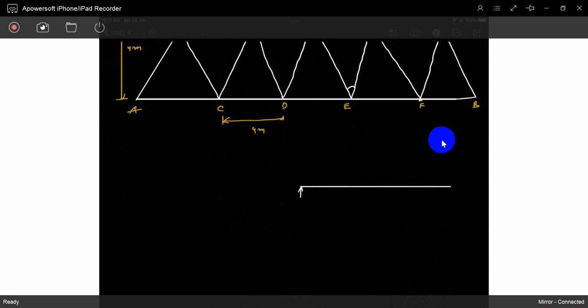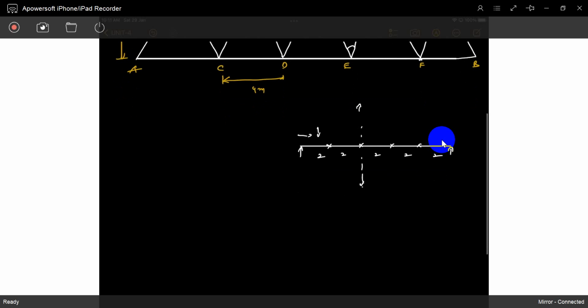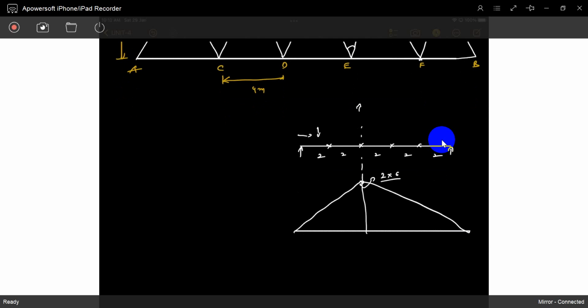If it is a simply supported beam, 1, 2, 3, 4, it's 2 meters each. I want the bending moment at this location when a unit load is passing. I want the bending moment at this location. So what is that? You already know this is the diagram, sir. What is this value? This value is 2 into 6 divided by 10.